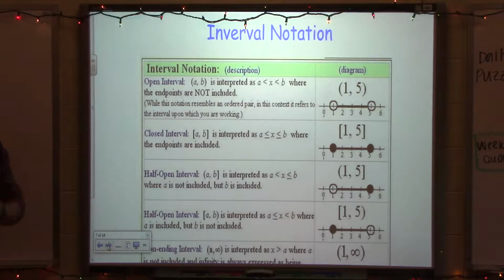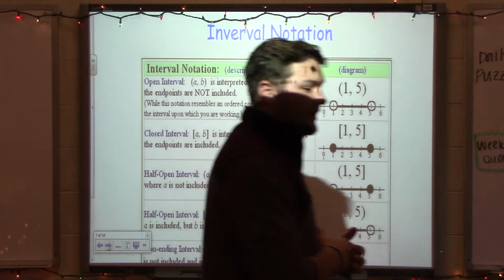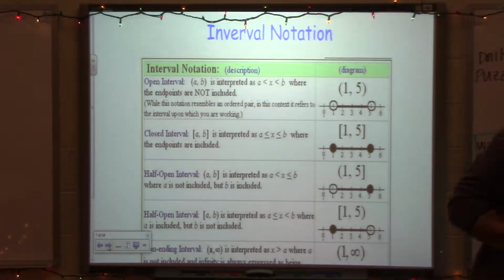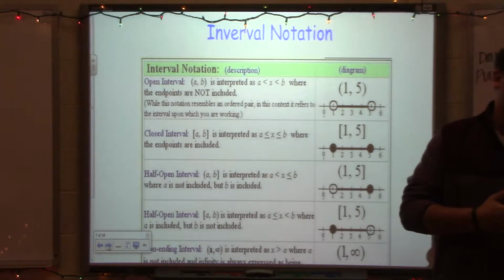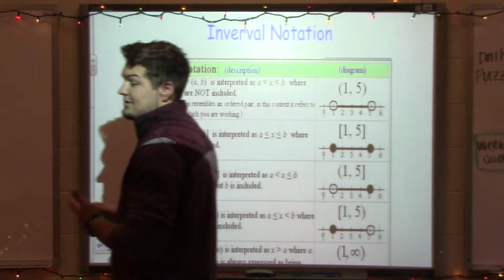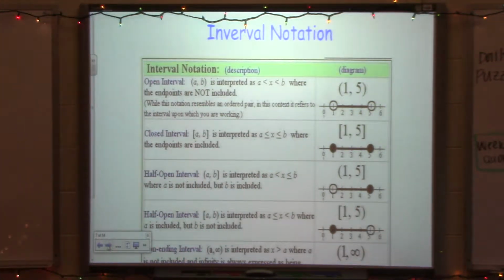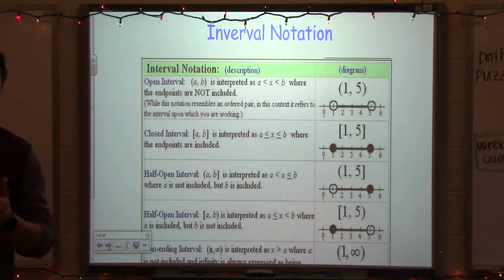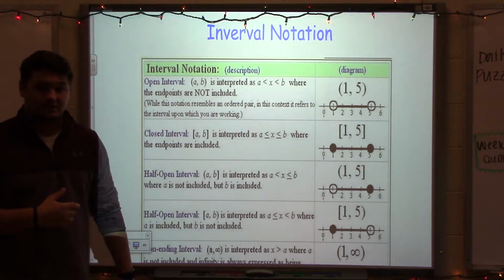The first thing's already filled in for you. I'm just going to kind of talk about it. Interval notation is how we're going to write a lot of our answers. When we get down into second semester, we're going to talk about domain and range. We're going to talk about domain a lot, actually. And this is how we're going to write our domain. So we're going to need to know this interval notation, not just for this unit.